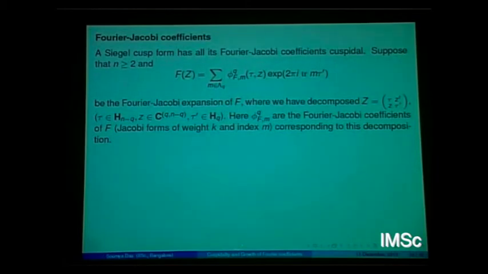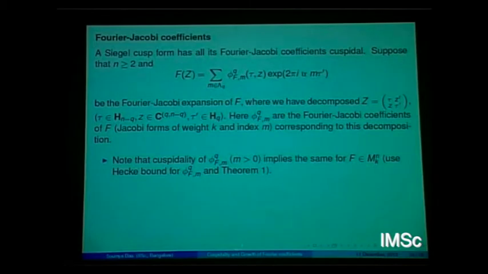And one more or less obvious statement is that if you assume that all these Fourier-Jacobi coefficients for positive definite indices are cuspidal, then you can conclude that your f was cuspidal. That more or less follows, because the Fourier coefficients of these Jacobi forms are nothing but the Fourier coefficients of your f, and you can then conclude that your f satisfies the Hecke bound, and you use our previous theorem. That's true.